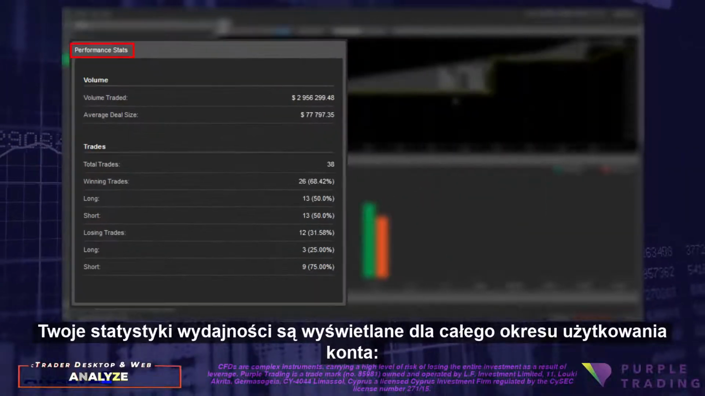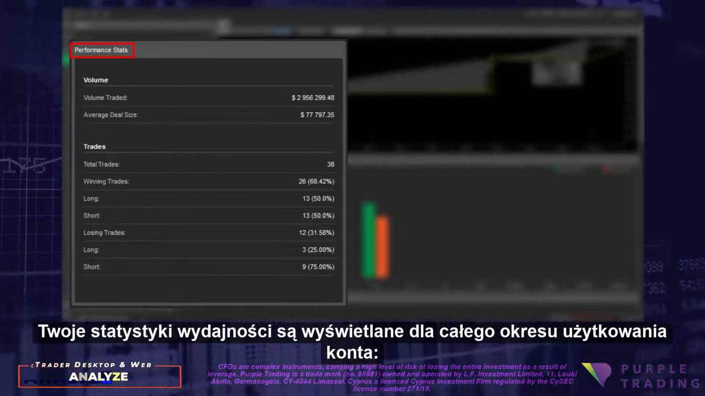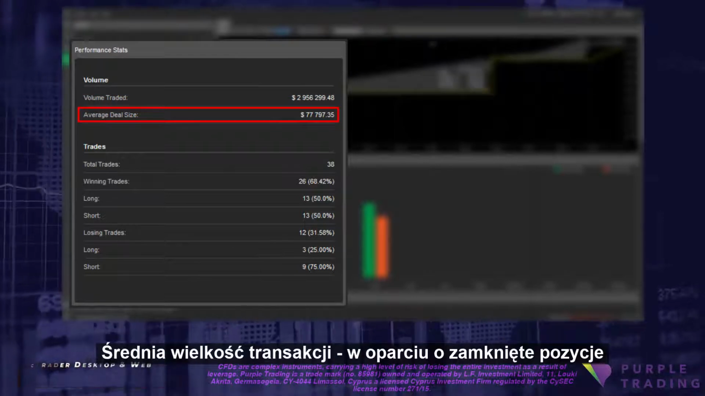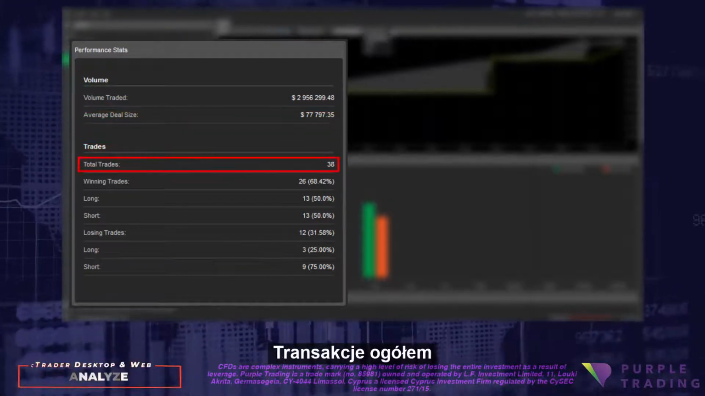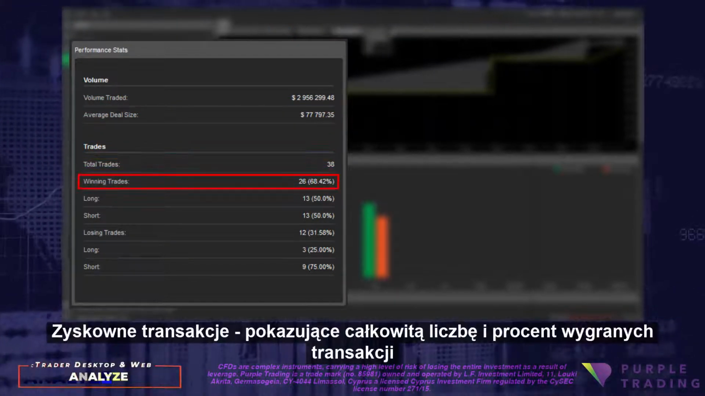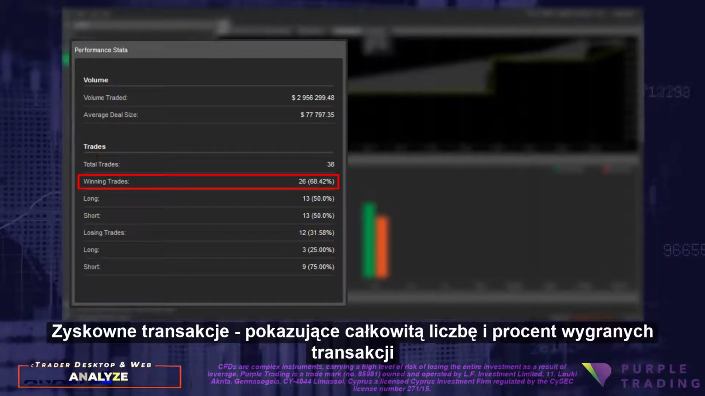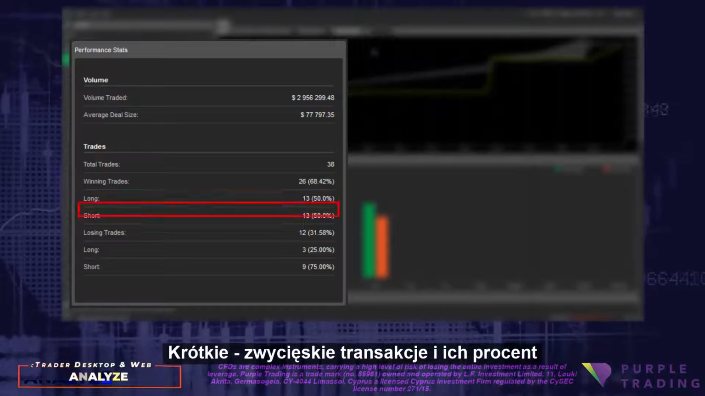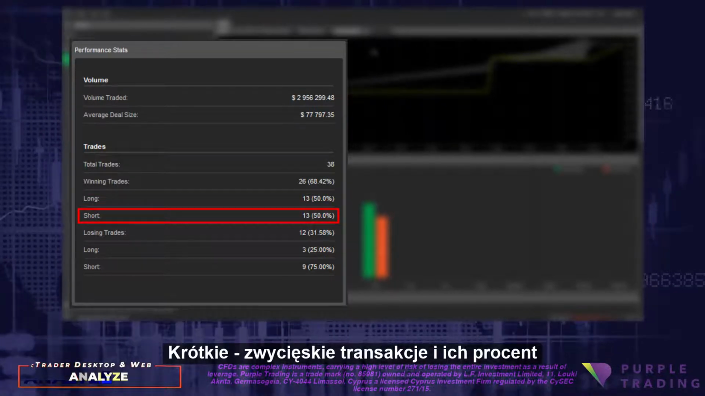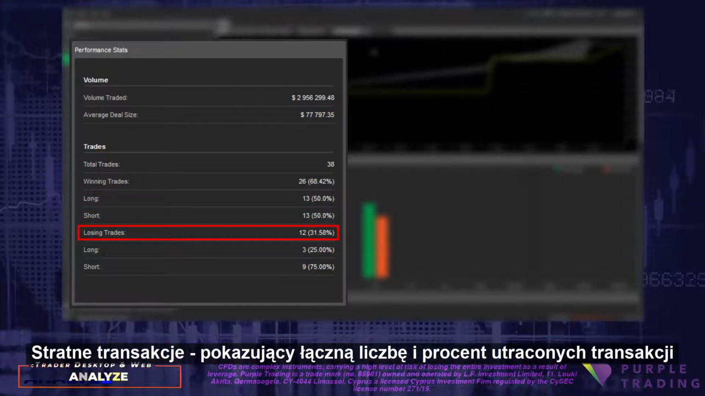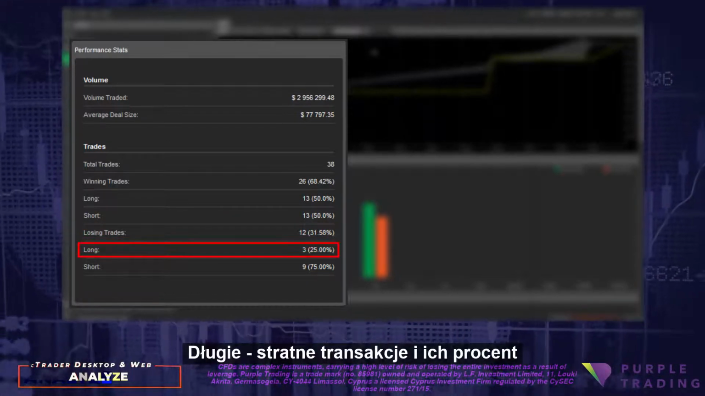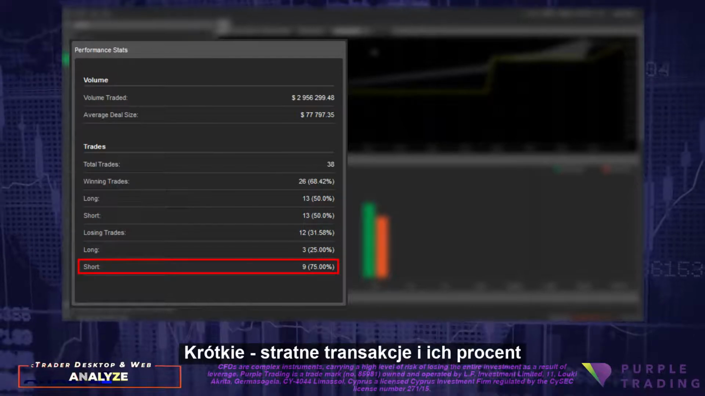Your performance stats are displayed for the entire life of the account with volume traded, average deal size based on closed positions, total trades, winning trades showing the total number and percentage of winning trades, long winning trades and their percentage, short winning trades and their percentage, losing trades showing the total number and percentage of losing trades, long losing trades and their percentage, short losing trades and their percentage.